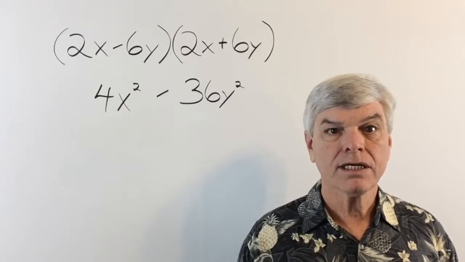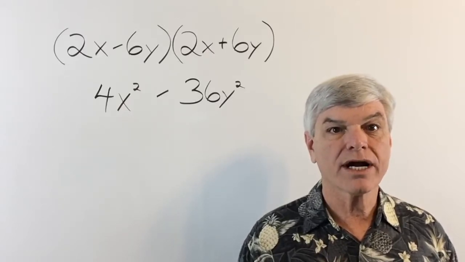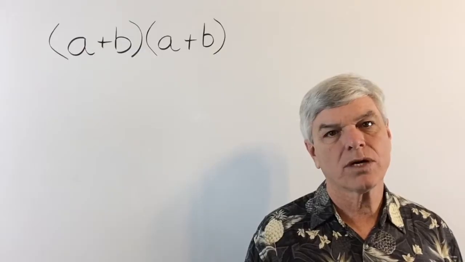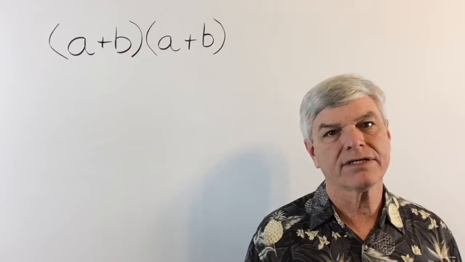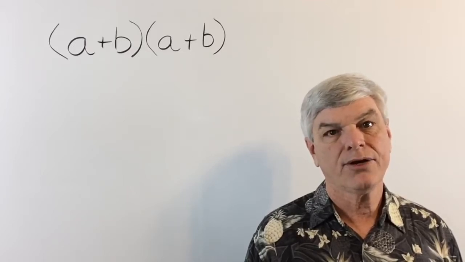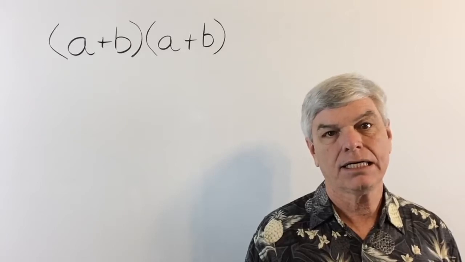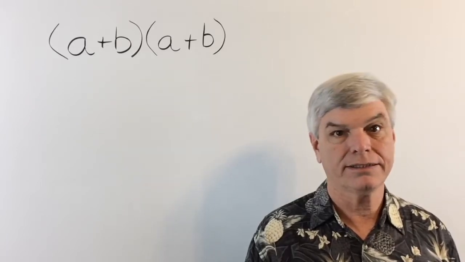Okay, let's look at perfect square binomials. A perfect square binomial is a binomial times itself. Example, x plus 5 times x plus 5, or x plus 5 squared. So this is a perfect square binomial, and it's a very simple one. And you already know how to multiply it out, so I'm not going to show you how to multiply it out. I'm going to show you a shortcut.